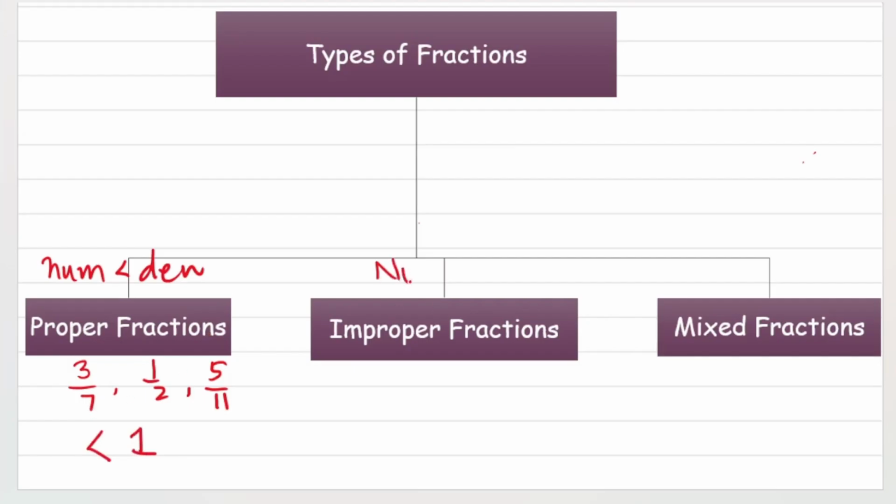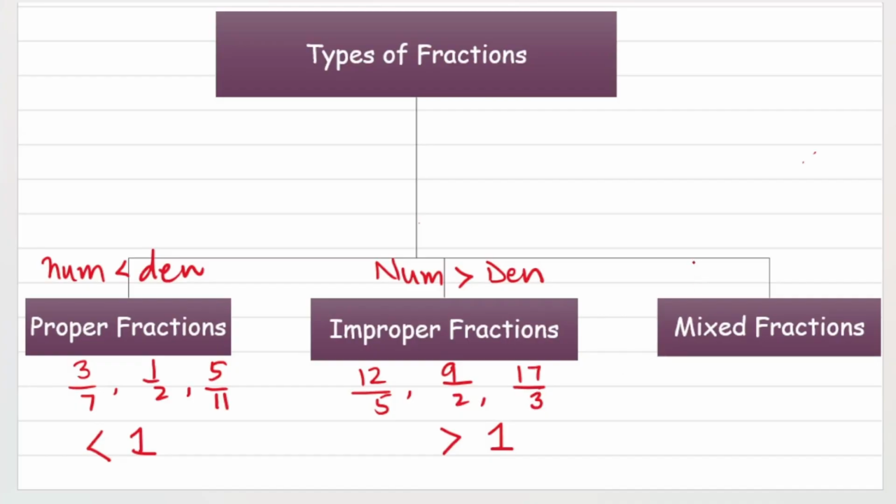Improper fractions, when the numerator is greater than the denominator. Examples: 12 fifths, 9 halves, 17 thirds. Improper fractions are always greater than 1 because the numerator, meaning the upper part, is more than the denominator.